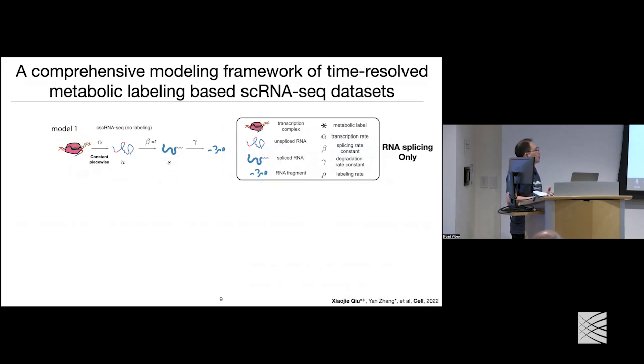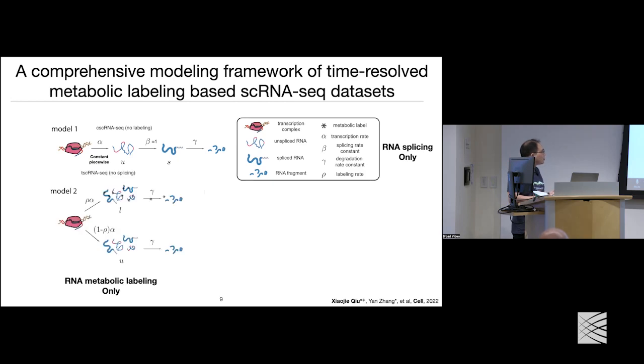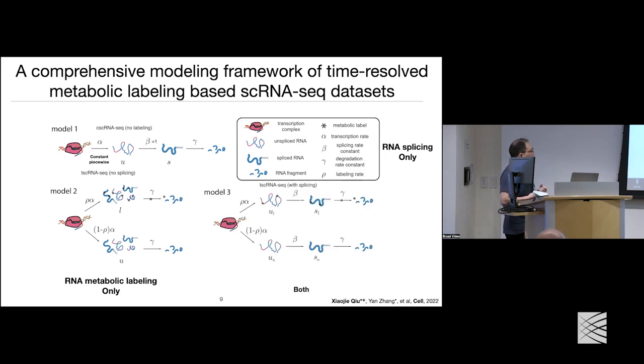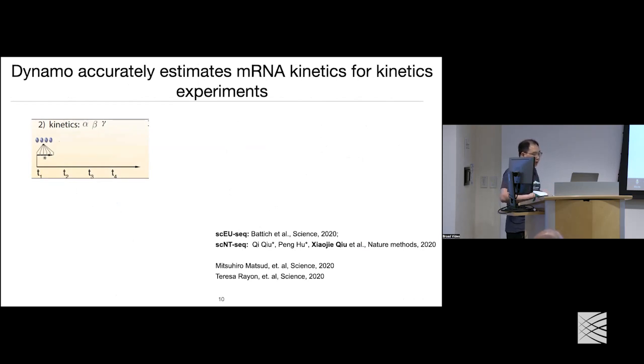So the first model was used to model the conventional single-cell RNA-seq data without the labeling. This is similar to the scVelo and the velocyto approach. For model 2 and model 3, there are no methods prior. For model 2, we model the RNA labeling, but model 3 actually considers both RNA labeling and also the RNA splicing. So we also made great effort to model different types of metabolic labeling experiments, including the one-shot, kinetics and also degradation experiments. So for kinetics, you basically label the cells for different durations to the endpoint, and then you harvest them for the scNT-seq.